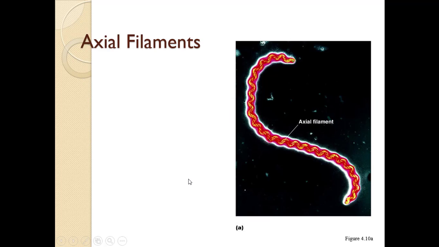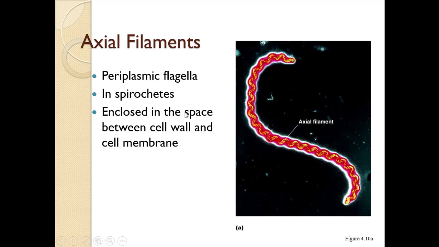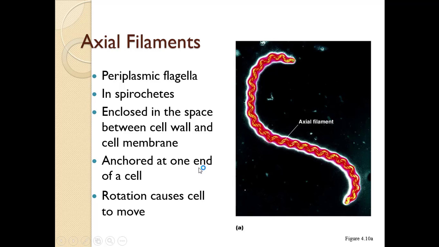Axial filaments. This is an example of a spirochete bacteria, as you can see from its little zigzag pattern here. Axial filaments, I believe, work to tighten around the cell in the space between the cell wall and the cell membrane. So they tighten up and they sort of contract this guy, and then as they expand, that helps the bacteria move. But they're anchored at one end of the cell like a normal flagella would be. And there you go. Rotation causes the cell to move.